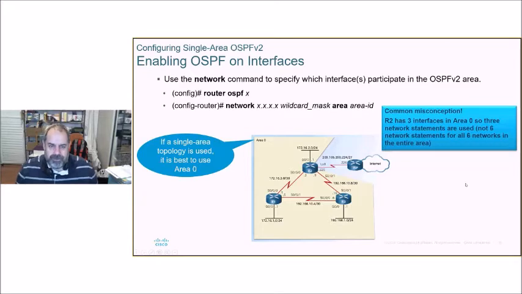You have to do the full thing. So network number, wildcard mask, area, and then the number. So area 0 you'd often put. So in this case, router 2 has 3 interfaces in area 0, so 3 network statements are used, not 6 network statements for all 6 networks in the entire area. Yeah, so much the same again. You only have to do network statements for the directly connected networks on a router.